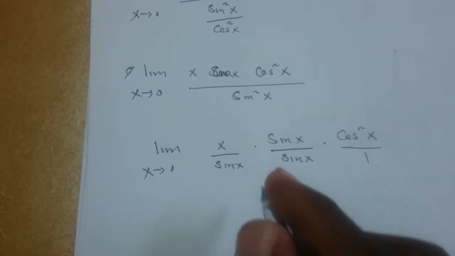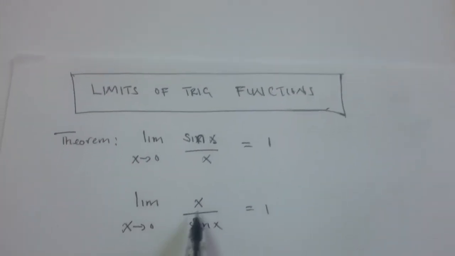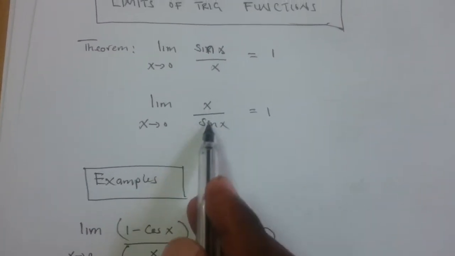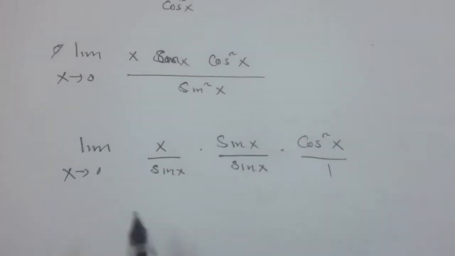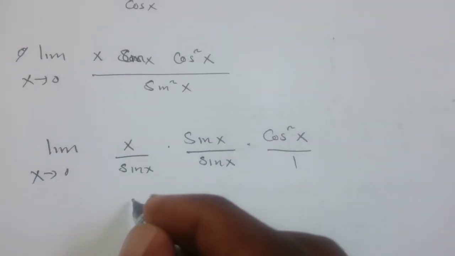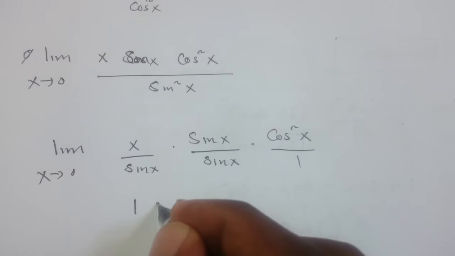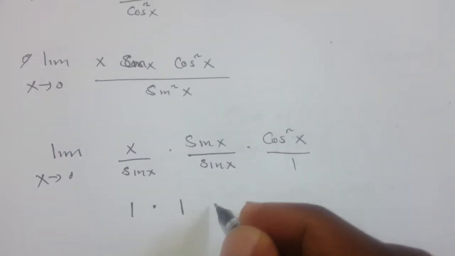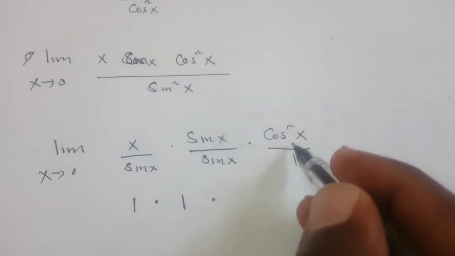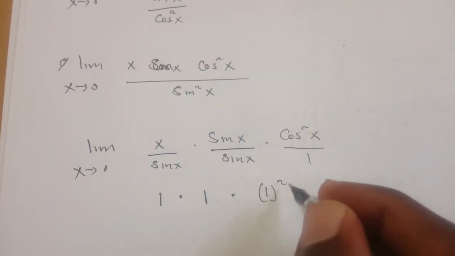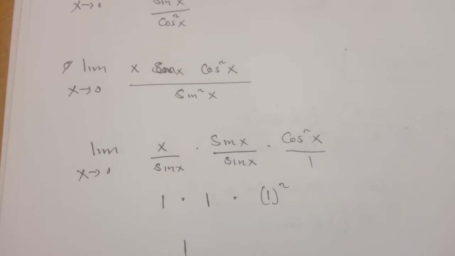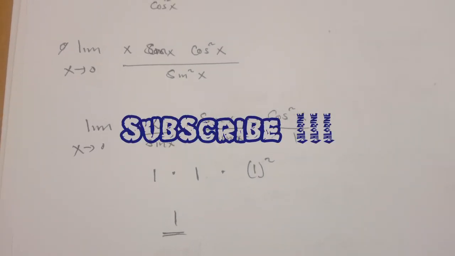Then recall that the theorem said that x over sine x is equal to 1. So this one will be equal to 1 times 1 times cos squared 0. What is cos 0? 1. So we have 1 squared, which is just 1.